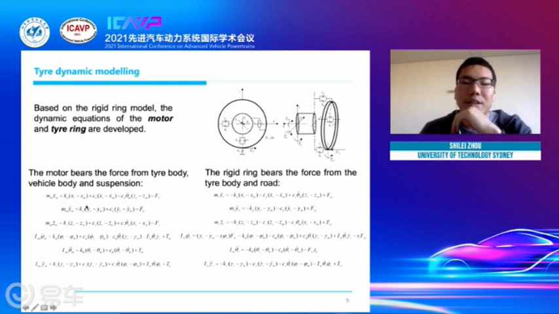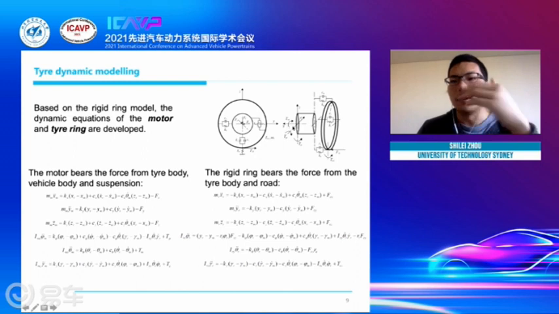So by this equation, again, the motor has 6 degrees of freedom. They are three translational ones and 3 rotational ones. They are X, Y, Z, and the rotational motions around these 3 axes. And also for the tire surface, there are also 6 motions and forces acting on it.